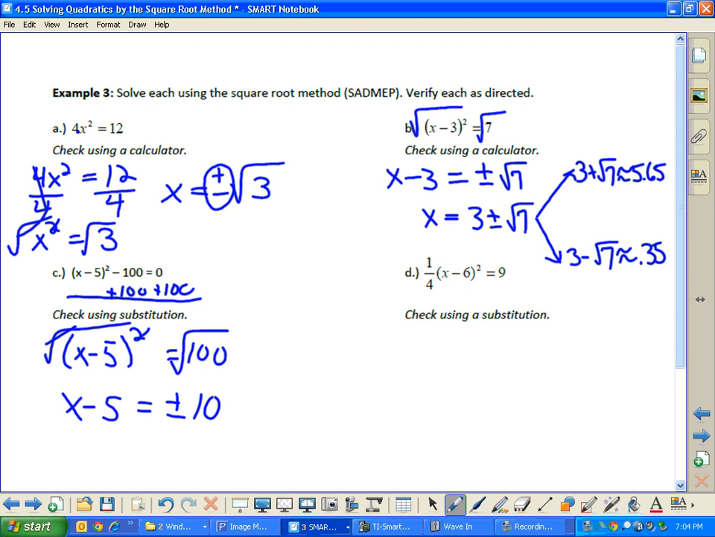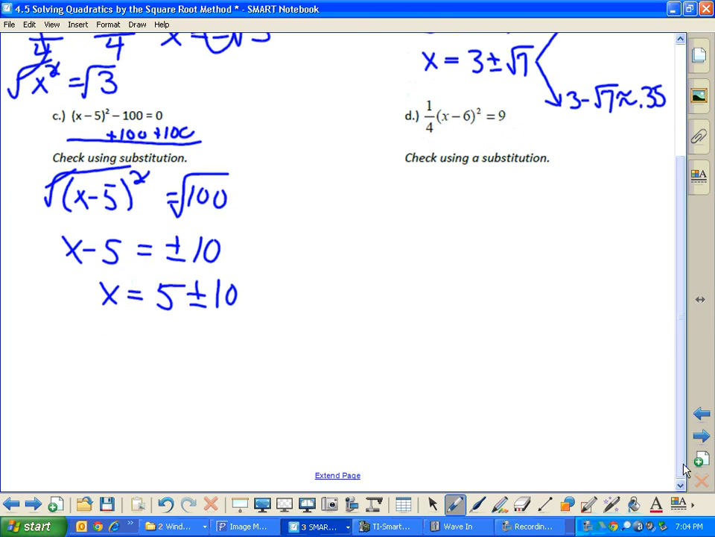Add 5 to both sides. So we have 5 plus or minus 10. And again, whenever I have that plus or minus business, I like to shoot some arrows out of my answer. So what I'm thinking about right now is doing 5 plus 10 and 5 minus 10.